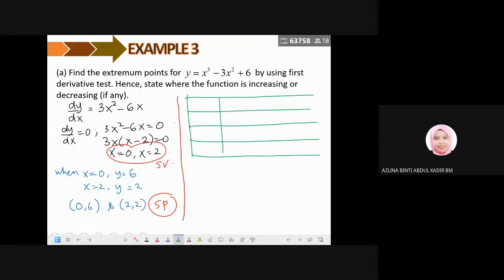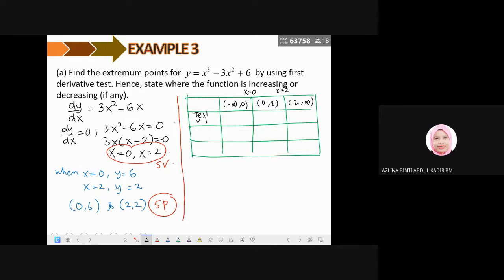Since we have two stationary values, that means we have 3 intervals. Here is x equals 0, x equals 2. The intervals are from negative infinity to 0, 0 to 2, 2 to infinity.